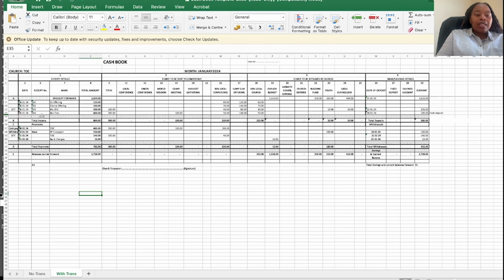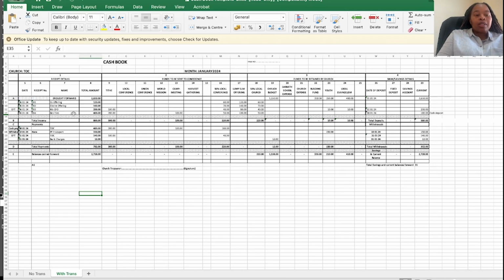The fourth receipt for the Sabbath is from Brother Press. Brother Press, the total is 400. Of the 400, 200 is tithe. There we are. We're recording the tithe. 100 rand is camp meeting offering. We record the camp meeting offering. And then the other 100 rand is lump sum offering. Lump sum offering, 50% local church, 50% local conference. Because Brother Press gave us cash in the envelope, the bank is not affected. We do not update the bank because Brother Press gave us the cash.